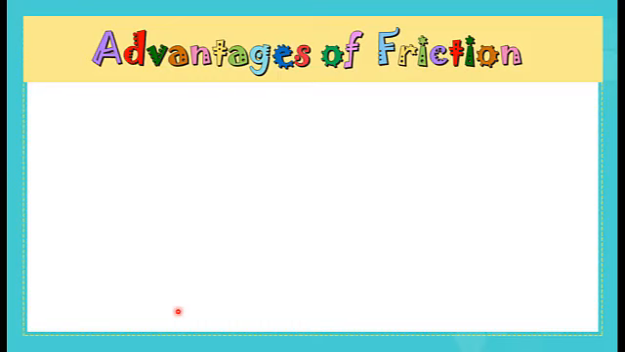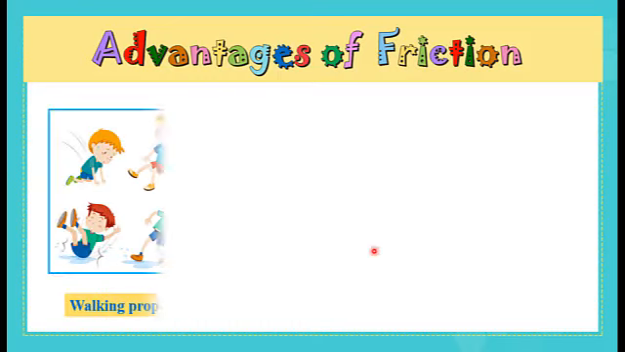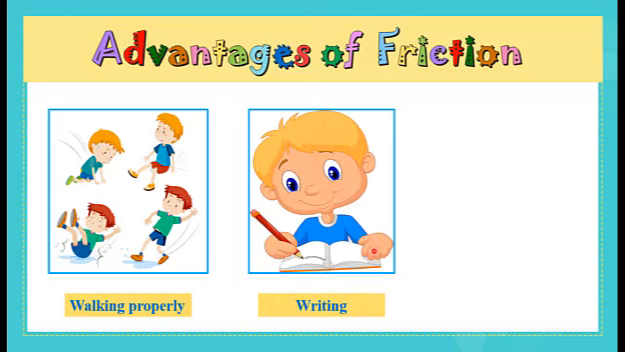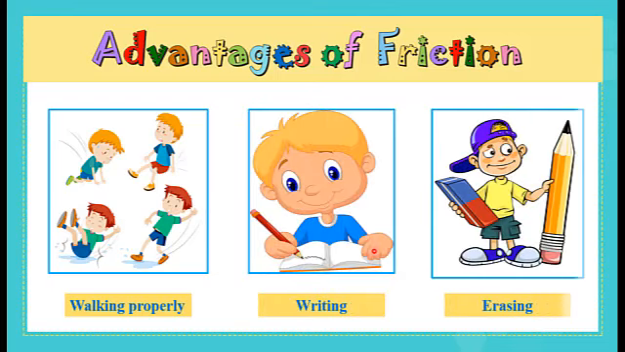What are the advantages of friction? We need the friction to walk properly, to write, and to erase. Friction enables us to walk properly and prevents us from sliding. Also, we can write using a pencil due to the friction force between the pen and the paper. We can also erase what we have written due to the friction force between the eraser and the paper.